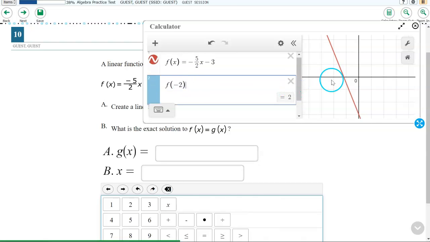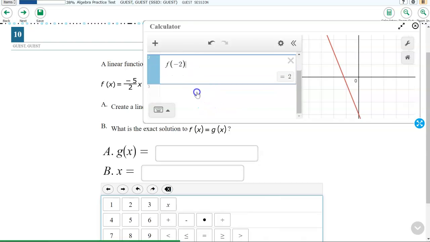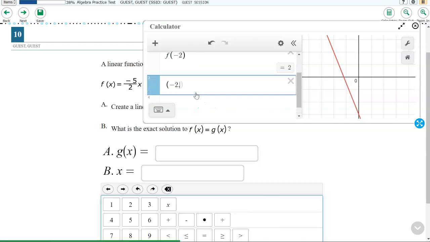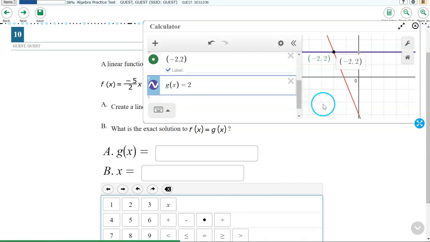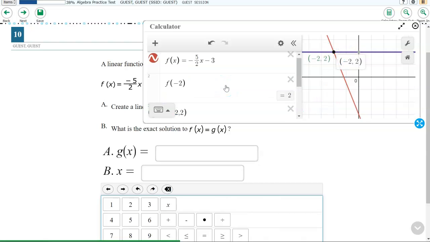Yeah, -2, 2. Let's add -2, 2 to the graph. So -2, 2, and we'll label it. All right, I want G to go through that. So I'm just going to do y equals 2, or g of x equals 2. Let's see if that works. And it does.